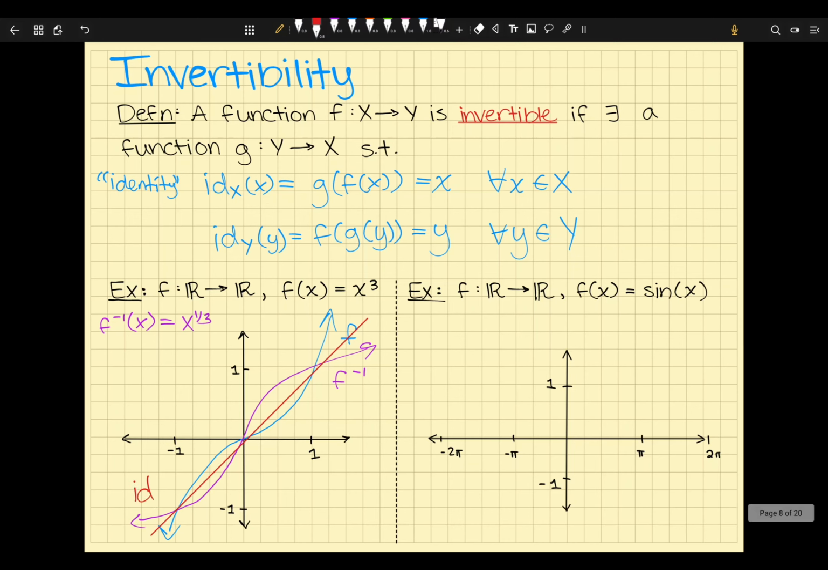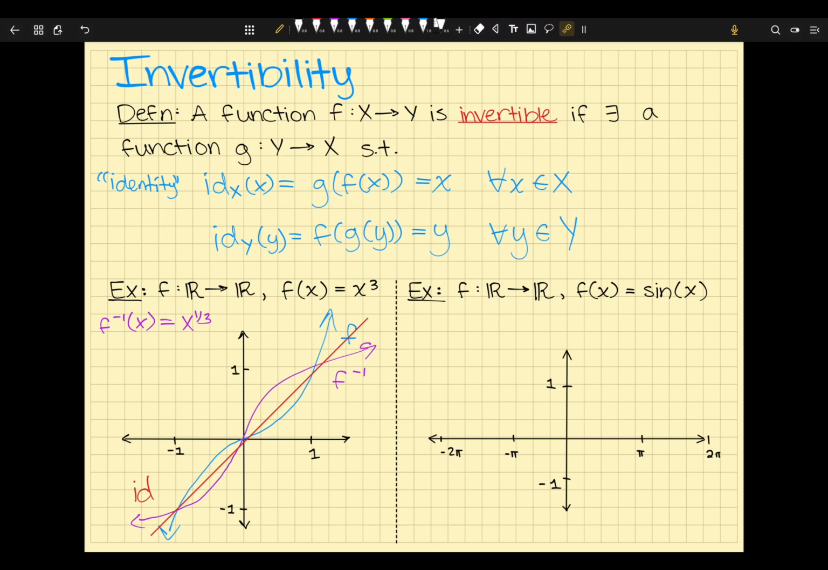Here's the identity function. And what you'll notice is that 0 gets mapped to 0, 1/2 gets mapped to 1/2, 1 gets mapped to 1, -1 gets mapped to -1. So this is indeed the identity function when you compose them. All right, good. So this f is invertible.